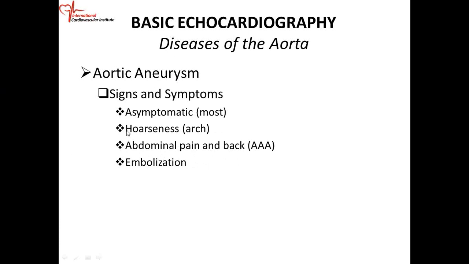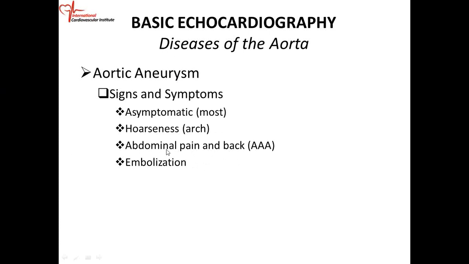However, because of the enlarged aneurysm, it can compress what we call the recurrent laryngeal nerve. That is a nerve that will supply the vocal cords, and a lot of these patients will have hoarseness. So if they have an aneurysm, usually in the ascending or the aortic arch, because of the enlargement, it compresses this nerve we call the recurrent laryngeal nerve, and they will have hoarseness.